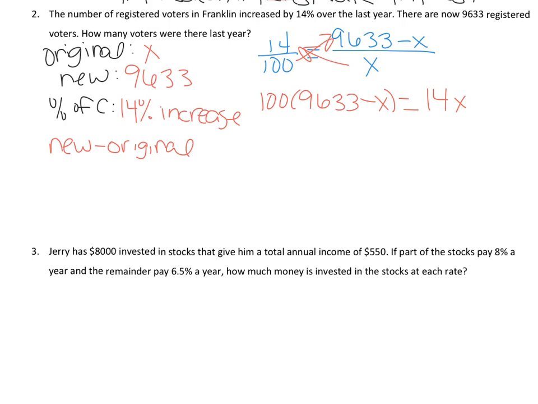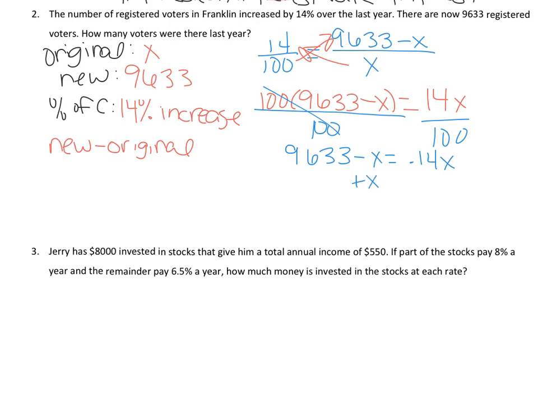And then just like yesterday, if you want to distribute that 100, go ahead. If you want to divide it out, you can do that as well. Dividing by 100 just moves the decimal 2 places to the left. So I have 9,633 minus X equals 0.14X. Notice I have X's on both sides of my equal sign, so I need to get them in one place.